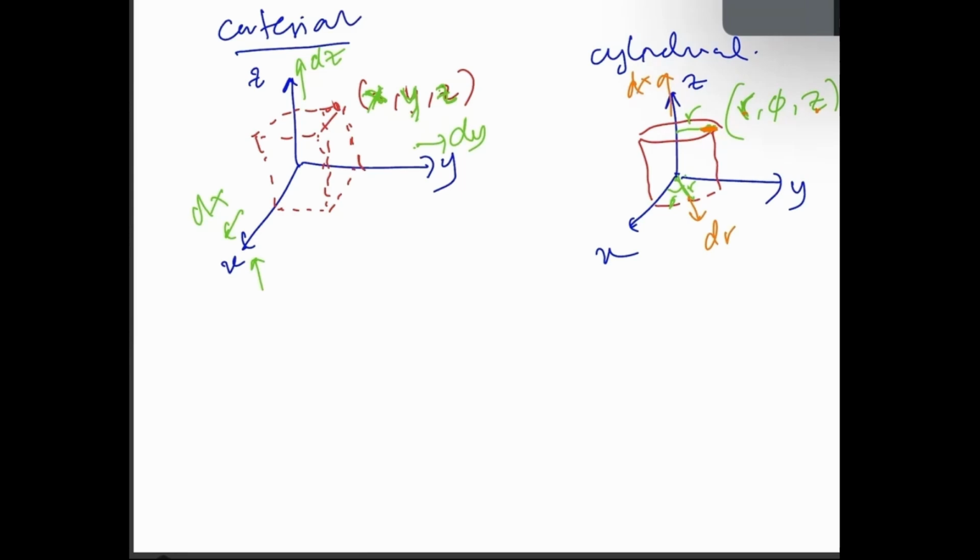And then phi. Okay, for phi, let's focus on this part. Let's zoom in on this part. This is our phi, this is r, and this one is the x-axis. Here, x-axis, phi, and r. The change of phi is here.